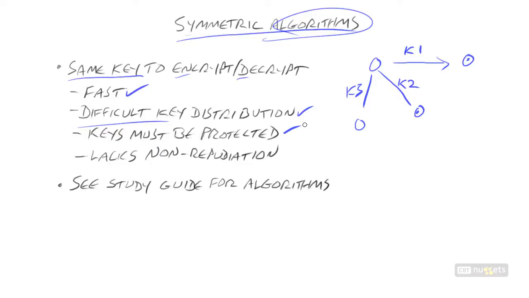The keys also have to be protected. So even if we go back to my example of that little template that we'd overlay on text, if somebody else were to get a hold of that and it were to fall into the wrong hands, for example, then just anybody could pick that up and overlay it on the text and read the same message.